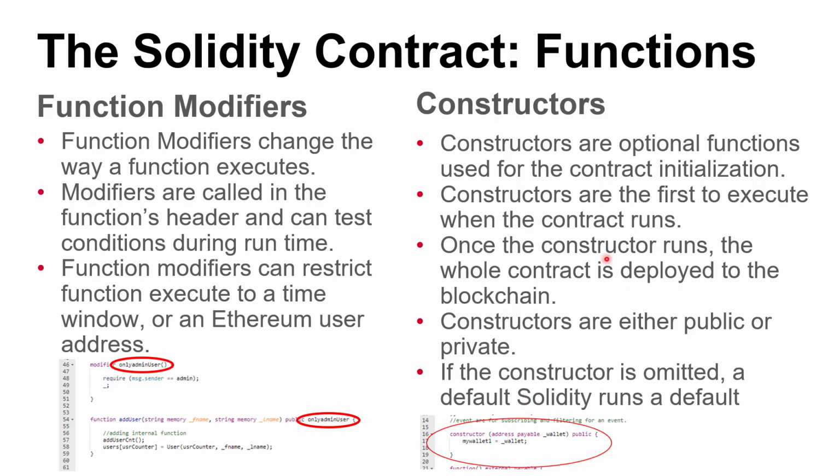Constructors. Constructors are the first functions to be run when a contract is initialized. So these functions are optional, and we can actually initialize and essentially set up what is existing as soon as we initialize or compile the contract. So we can see here, there is an example here where the wallet is declared as my wallet.